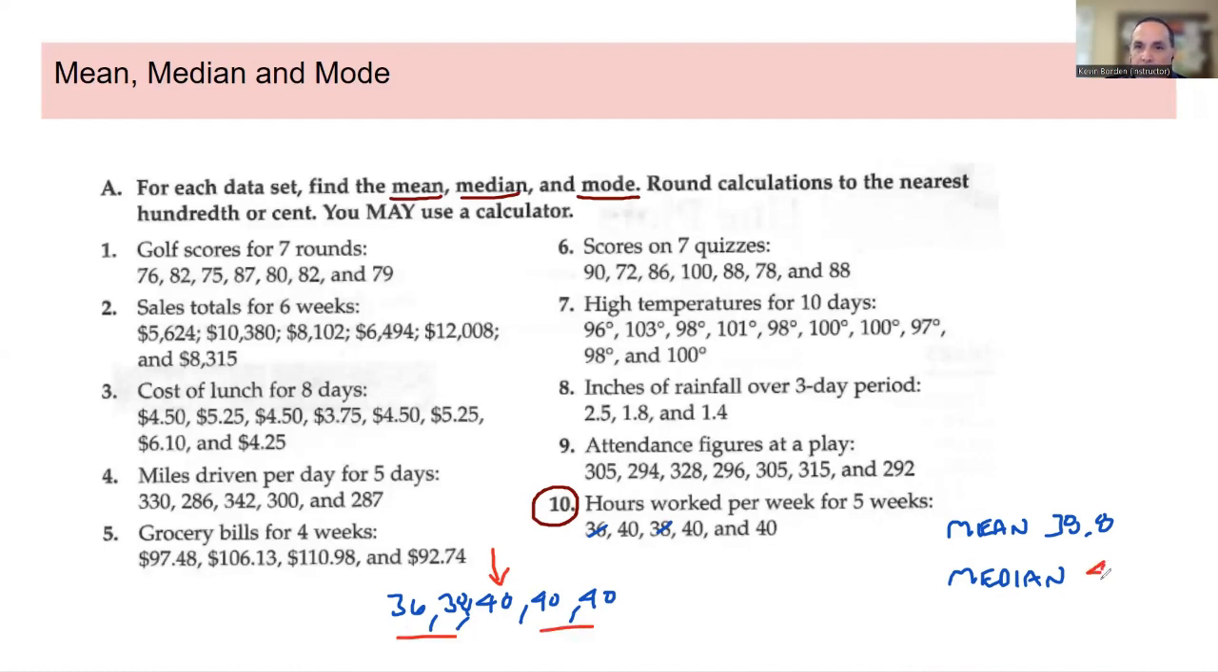Our median is 40. And finally, the one that occurs the most often, that's easy to find, right? We can see that there are 3 40s. So the mode is 40. That's it.